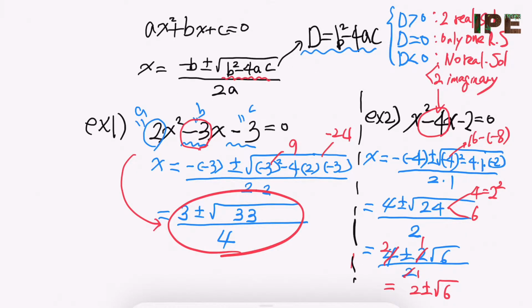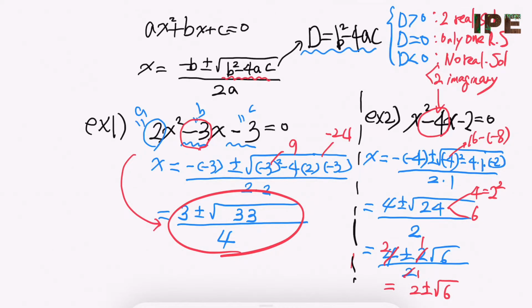That's why that part is very important. To know how many solutions a given quadratic equation has, and what kind of solutions it has, just check the discriminant, b squared minus 4ac. If that is bigger than 0, two real solutions. Equal to 0, only one real solution. Less than 0, no real solution.